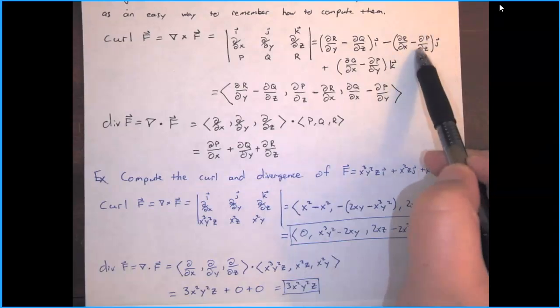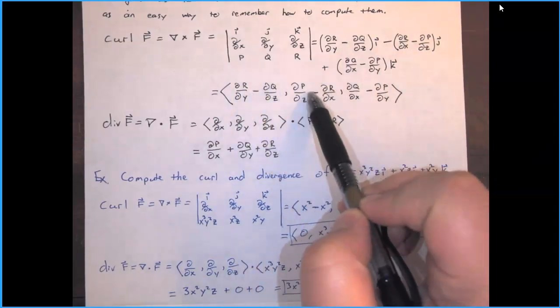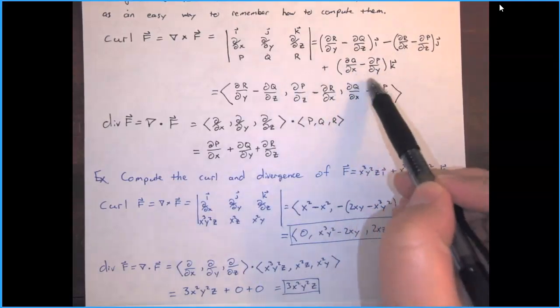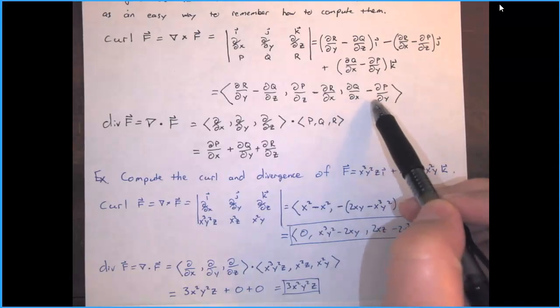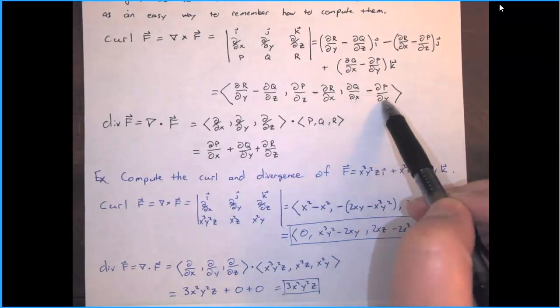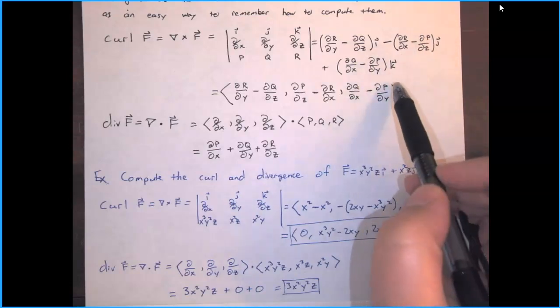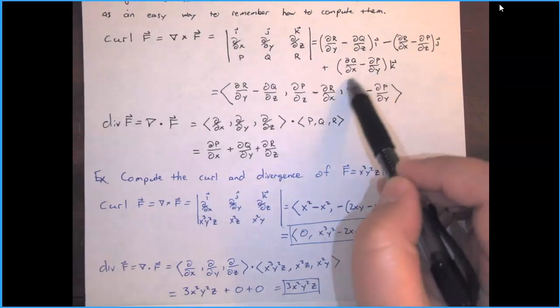There are no z's, so this is 0. So these first two components are 0. The only non-zero term I get involves the two components I have, with partial derivatives with respect to x and y, the first two variables. So when I talk about curl for Green's theorem, this is all I'm going to talk about.